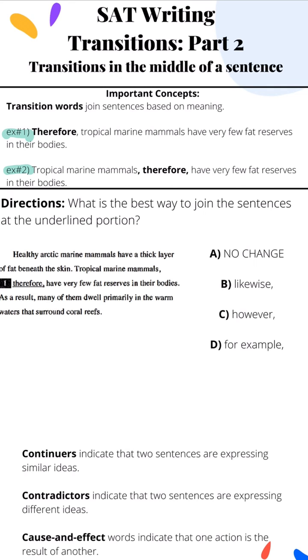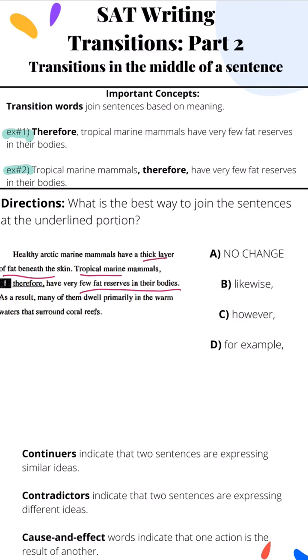So it says that healthy Arctic marine mammals have a thick layer of fat beneath their skin that keeps them warm. And of course, we know that the Arctic is a cold ocean. It then says that tropical marine mammals have very few fat reserves in their bodies, and they can rely on the warm waters surrounding coral reefs to warm themselves. So these are clearly two contrasting ideas. Therefore, we have to pick a transition that supports that.